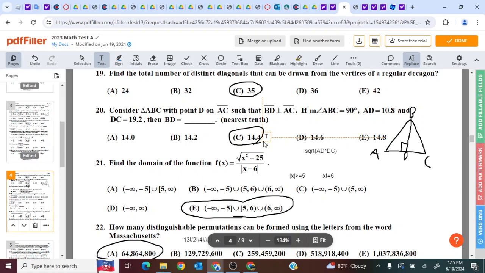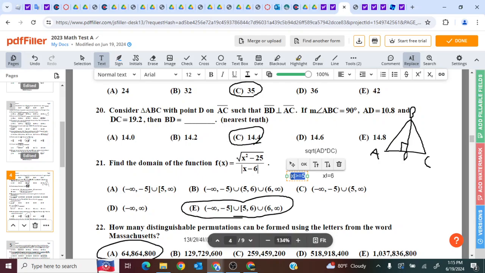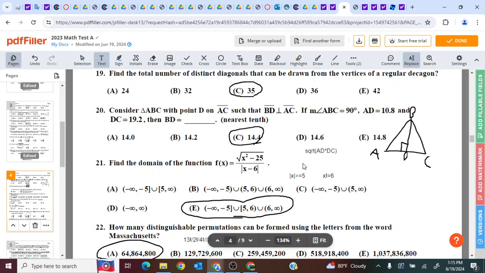And C. Find the domain of the function f of x is equal to this thing. Well, square roots always have to be positive or have a positive inside if you want a real answer. So x squared has to be greater than or equal to 25, which essentially means the absolute value of x has to be greater than or equal to 5.